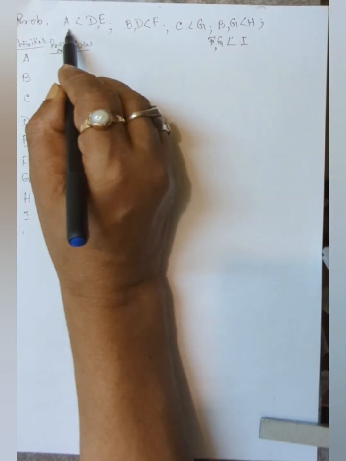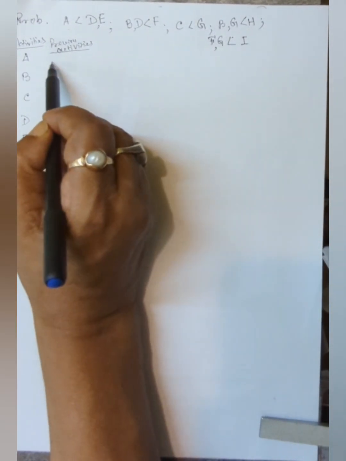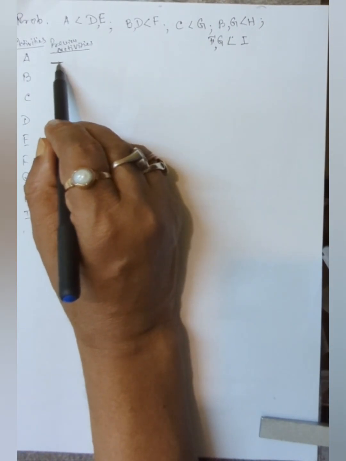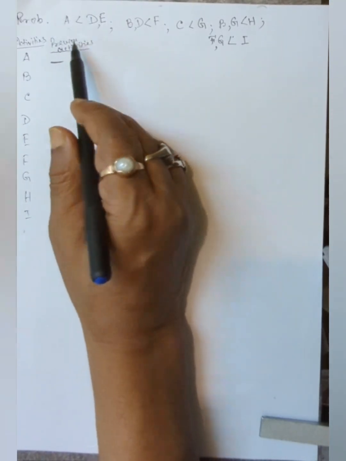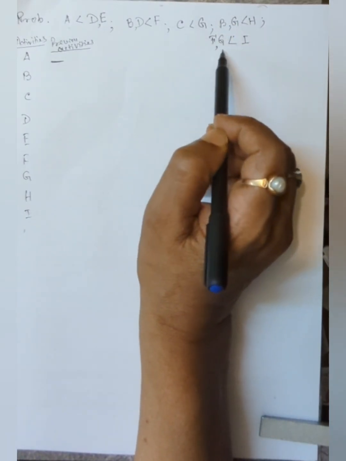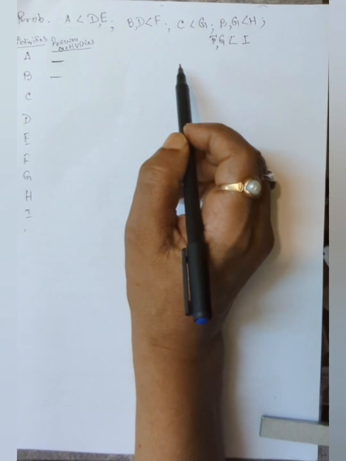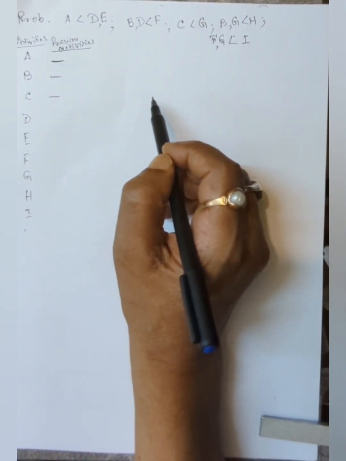For A, what are the previous activities? Is there any previous activity for A? No. Previous activities means you have to complete these activities, only then can you start this activity. But for A, there are no previous activities. Now check B. Is there any previous activity? B is on the left side, so there are also no previous activities. And C also has no previous activities.